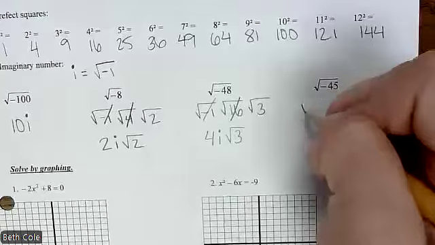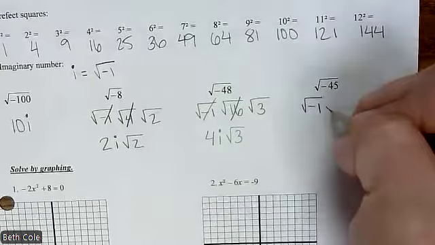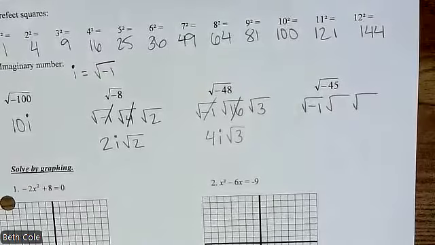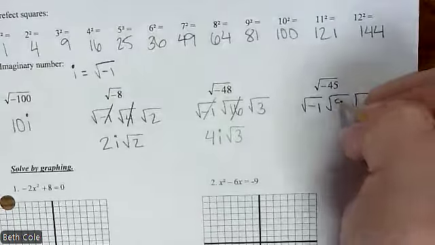Let's try one more of those. All right, take out the negative. You're going to take out an i. Draw 2 little houses. What multiplies to be 45? 9 times 5.